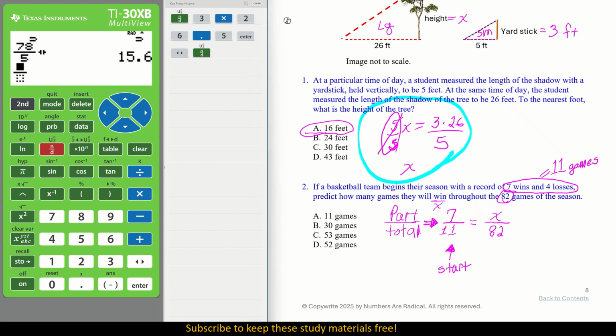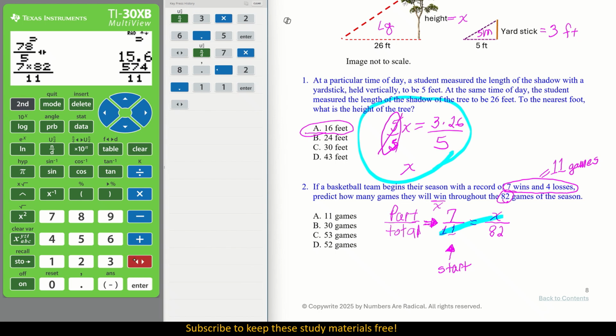Okay, I don't have to write anything else. All right, so we put our fraction up, multiply 7 times 82. Oops. That should be a 2. I went too far. Now, arrow down. And whatever is across from our x, that's what you divide by. So we just put our 11 and we enter. And of course, we're going to have to push toggle.